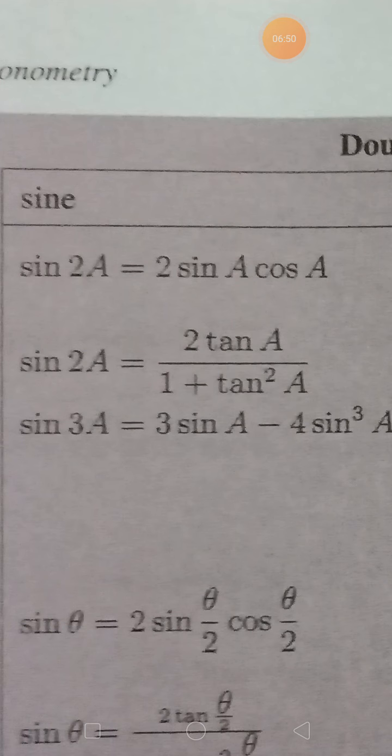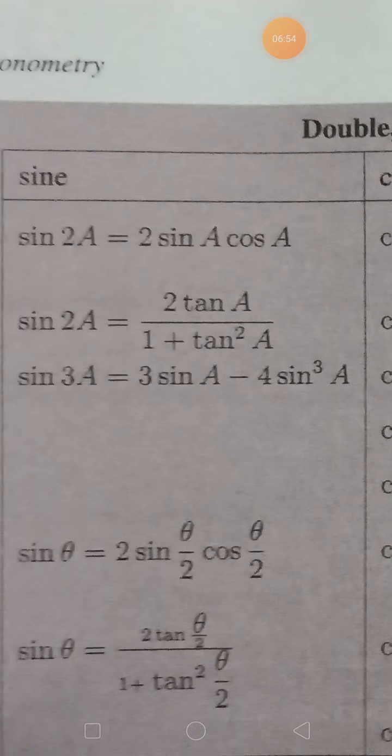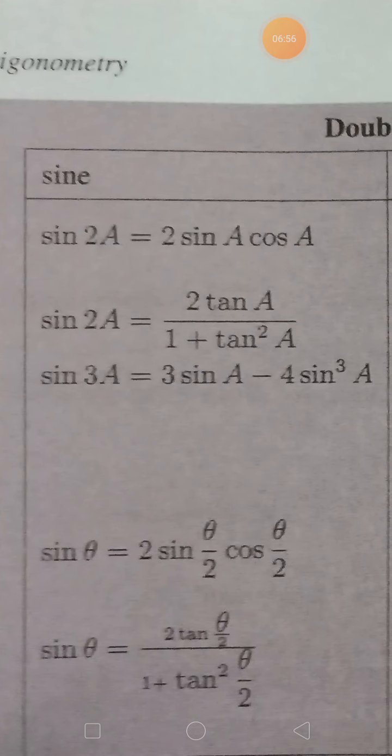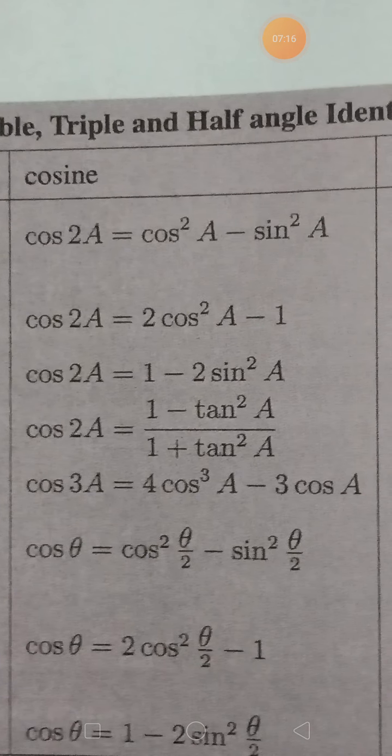Okay, and then sin 3a, I can write 3 sin a minus 4 sin cube a. And then sin theta is equal to 2 sin theta by 2 cos theta by 2. Suppose in the given question they give sin cos, you can use 2 sin theta by 2 cos theta by 2. Suppose the given question is of tan theta, then 2 tan theta by 2 divided by 1 plus tan square theta by 2. Yeah, as usual, same formula.